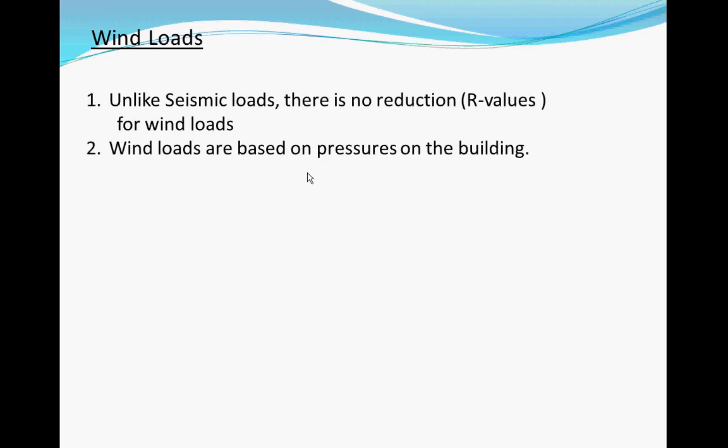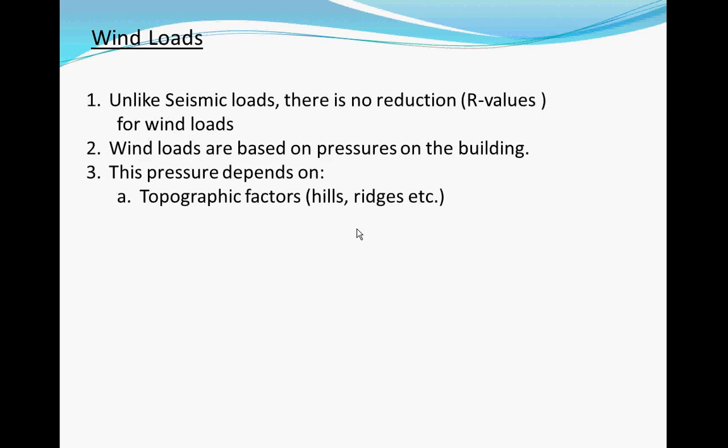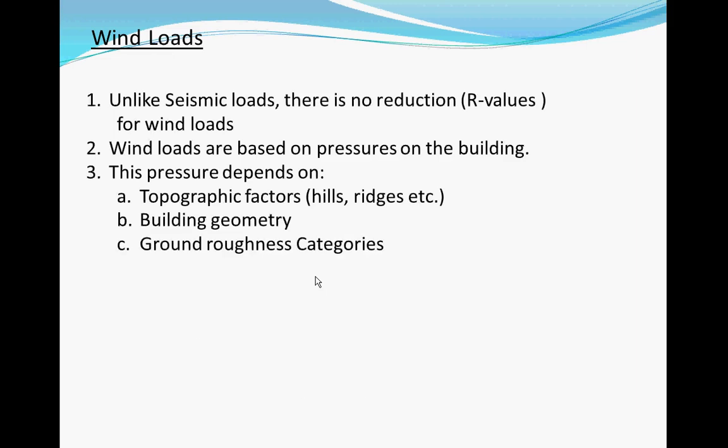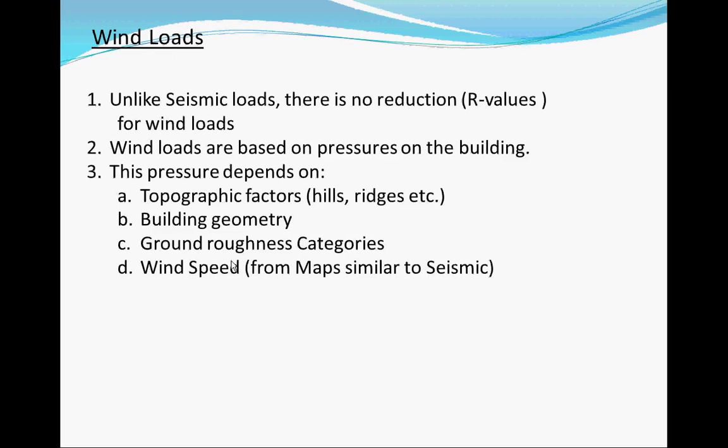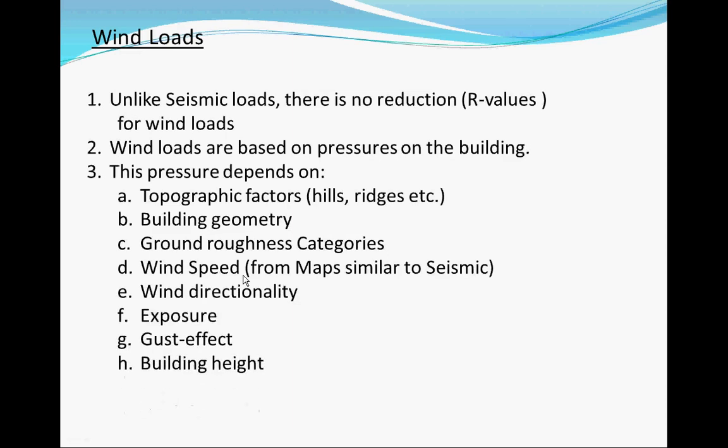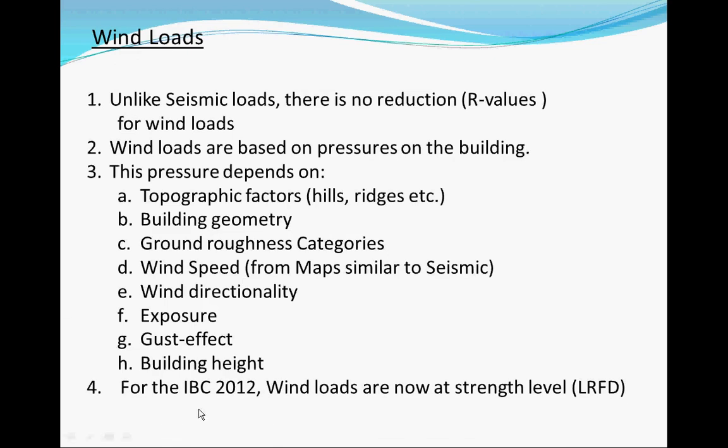Okay, so wind loads are based on pressures on the building, and the pressure on your building depends on if you're on a hill or a ridge, the wind effects going over it. Building geometry, whether you're round or square, corners open, that's part of it. The ground roughness category, wind speed again. This is where you get it from the wind map. It's kind of like seismic. You've probably seen that somewhere. Wind directionality, exposure, gust factor, building height. So building height is important. The higher you go, the higher the pressure.